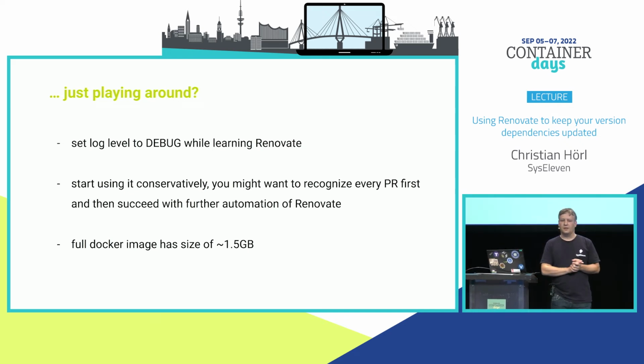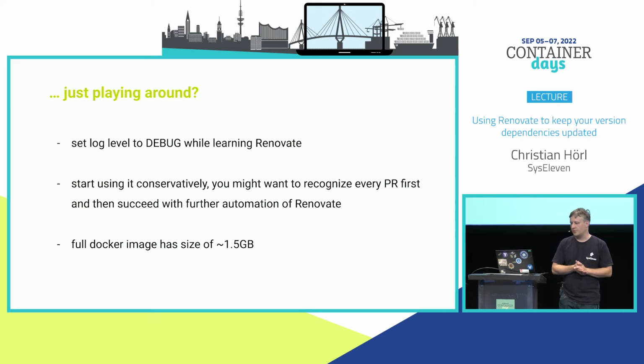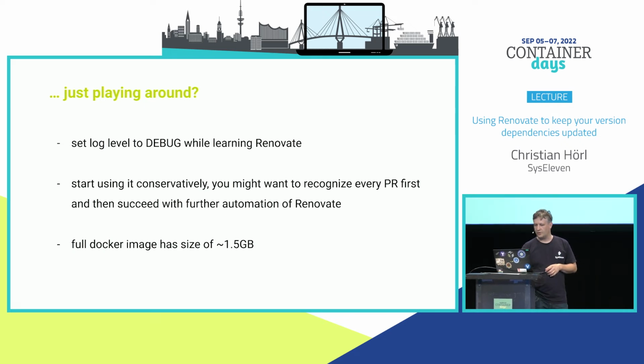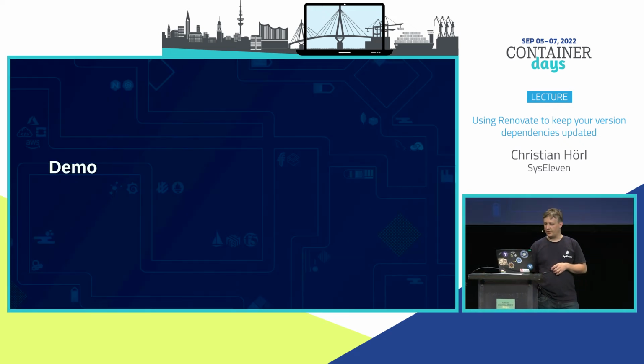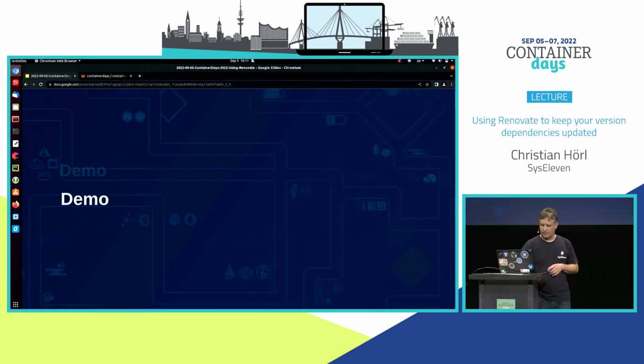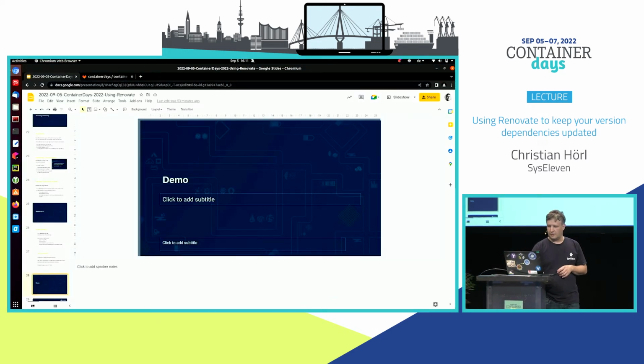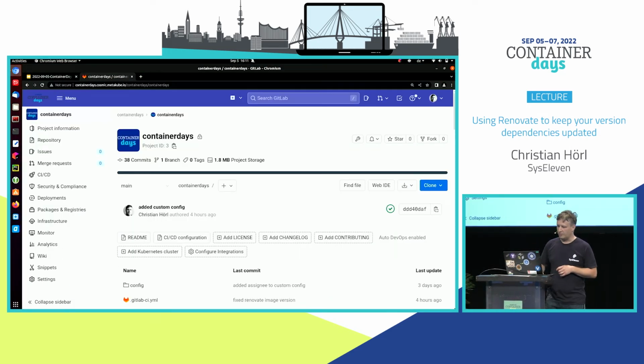And keep in mind that the Docker image of Renovate is rather large. It has over 1 gigabyte, so pulling it every time can be a little time consuming. Keep that in mind, or use disk storage. Now let's take a look at a short demo. Hope it works.